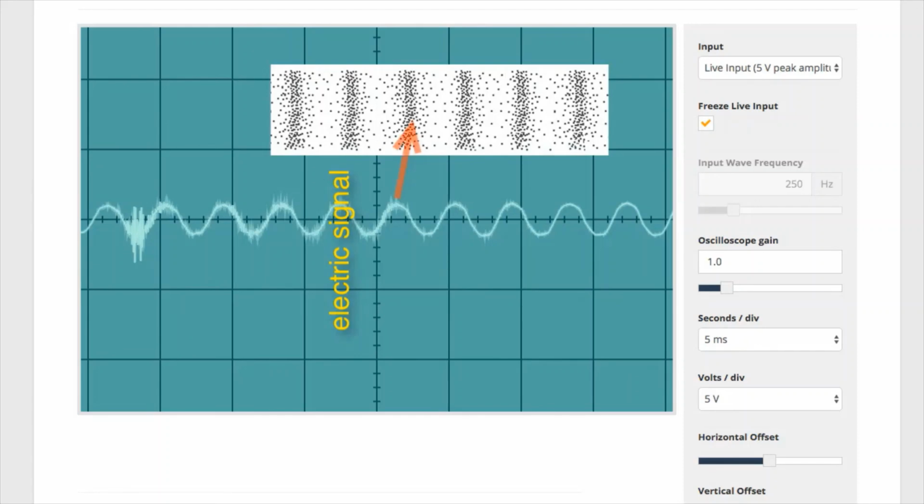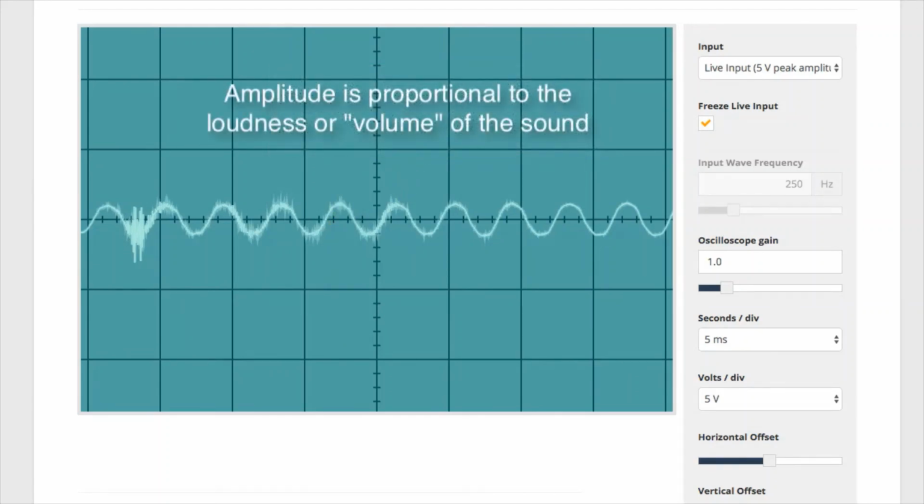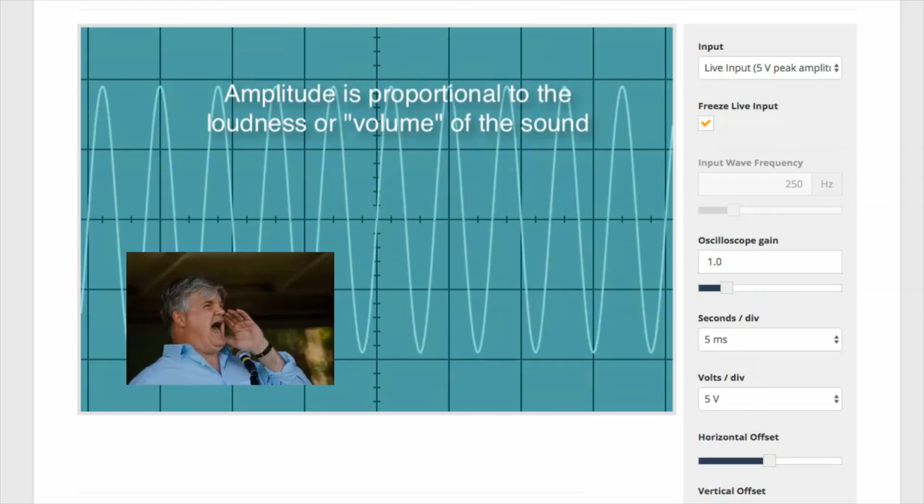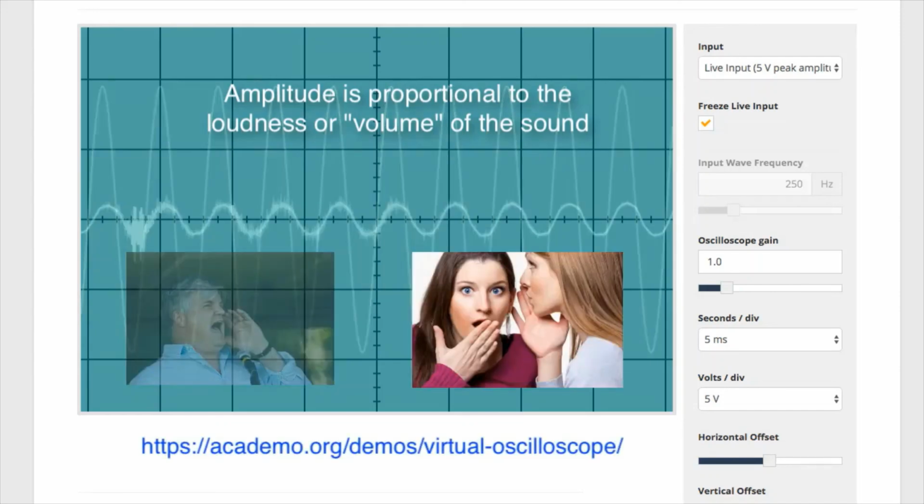pressure variation is high. The amplitude is proportional to the loudness or volume of the sound. Large amplitude sound is loud. Small amplitude sound is barely heard. You can test this at home.